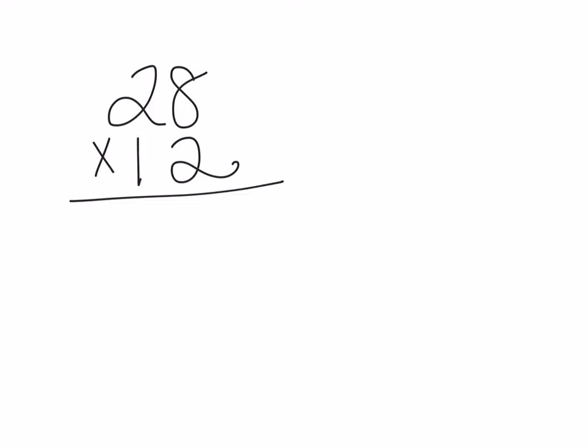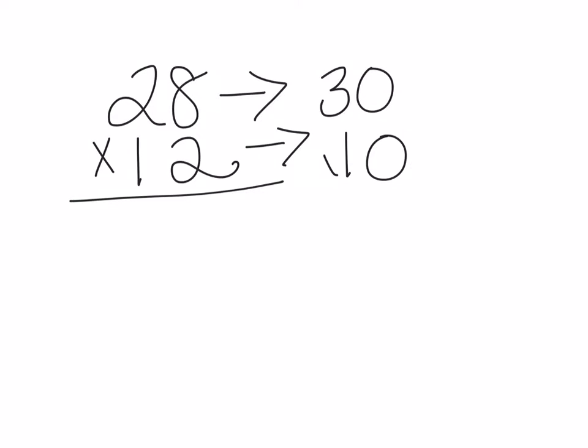Now the first thing we're going to do is some quick estimation using the front digit, or the first digit, calling this front end estimation. So 28 is going to be estimated to 30. 12 is going to be estimated to 10.